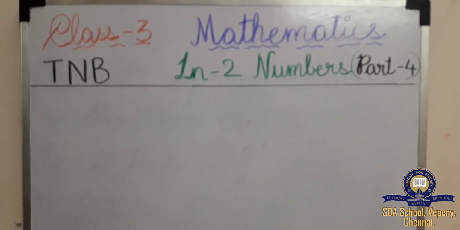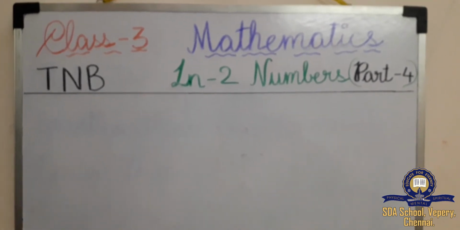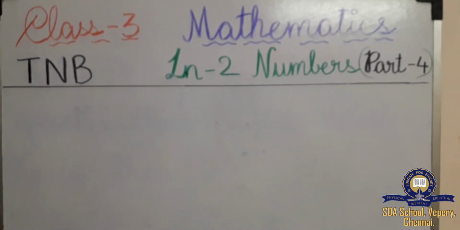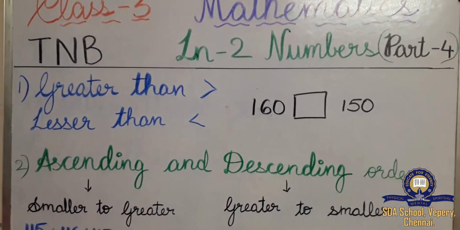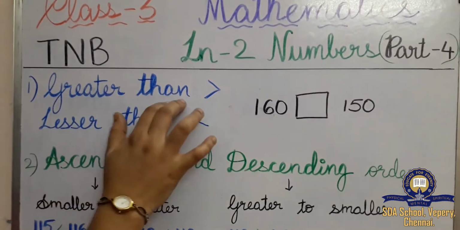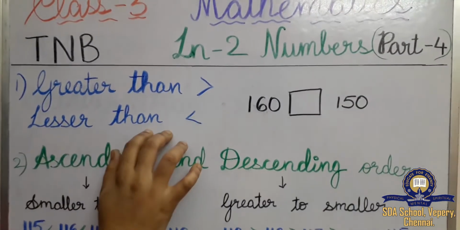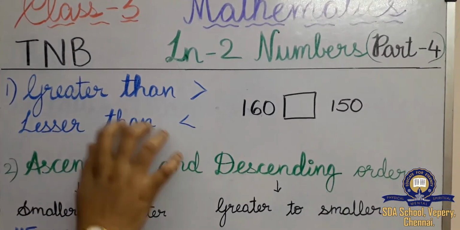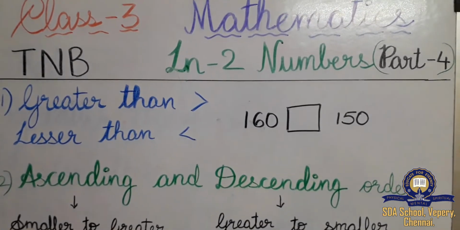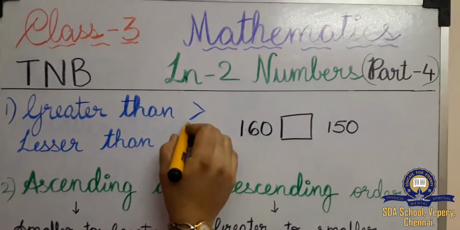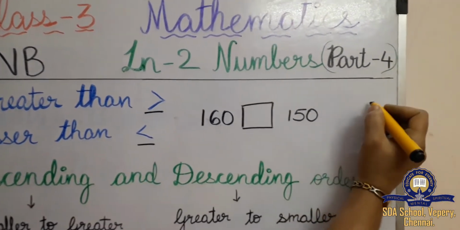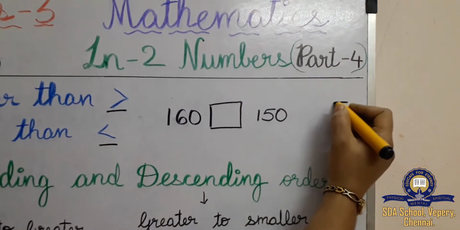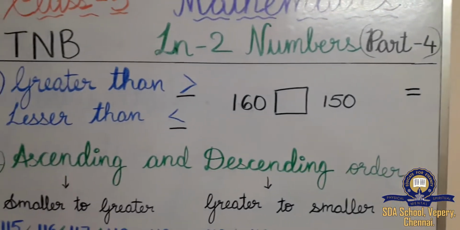Okay. Today we are going to discuss the next part in second lesson. Shall we? So in the previous class we have discussed greater than and lesser than numbers. Did you remember those? Greater than, the symbol is this one, and less than symbol is this one. If two numbers are same, then we have to write it as is equal to, right? I hope you remember that.